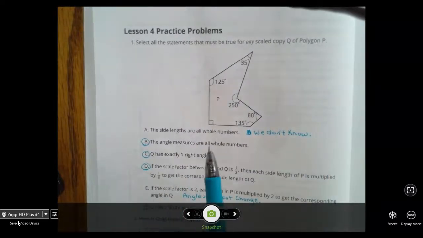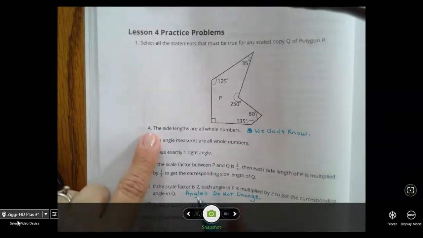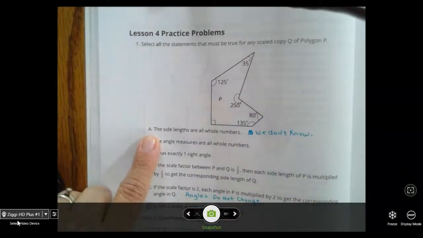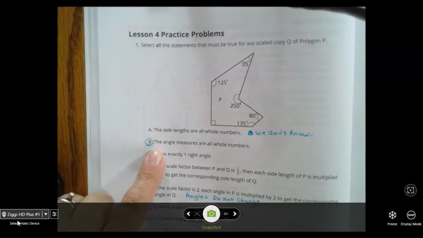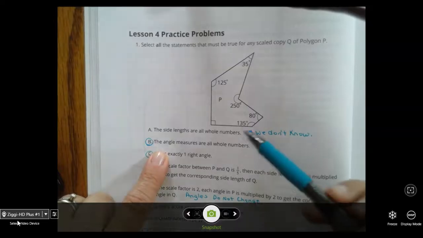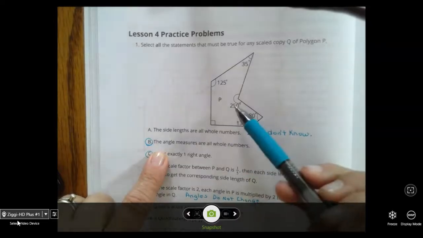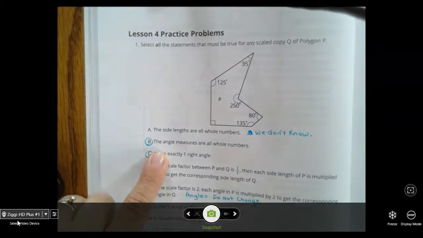The side lengths are all whole numbers. Well, we don't have any of the side lengths. I don't know what they are. So they could be halves. They could be 0.3. I don't know. So that's not true. B, the angle measures are all whole numbers. Well, look at them. 135, 80, 90, 250, 125, 35. Those are whole numbers. So B is true.